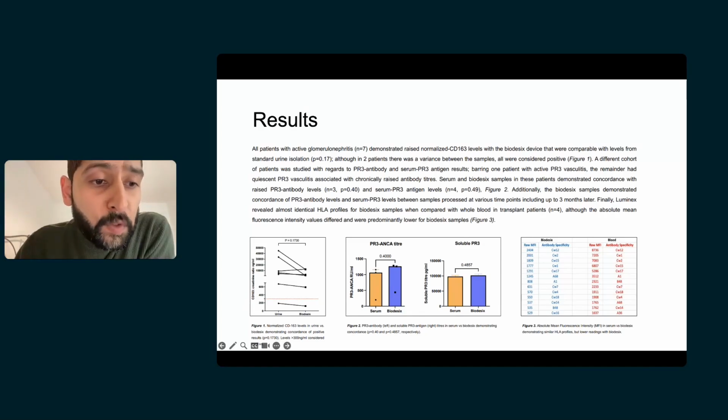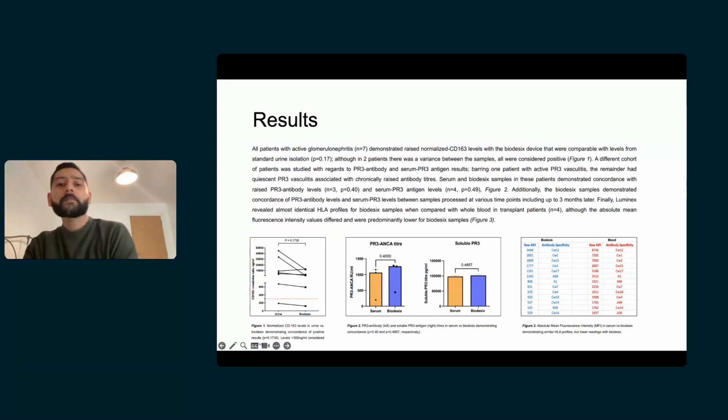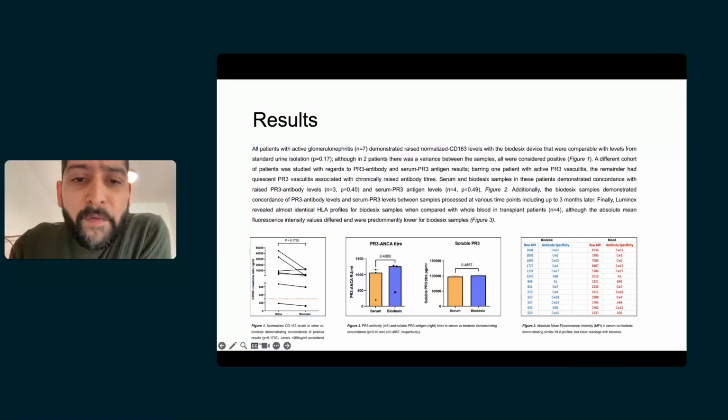Although, as you can see, for 2 results, there was a difference between the urine and the Biodesix, such that the latter results were less, but both of these results were not significantly different. Looking at our glomerulonephritis patients, again, we compared PR3 antibody on the left and soluble PR3 antigen, and again identified similar results using the Biodesix device and laboratory serum, with no significant difference identified between either of these 2 groups.